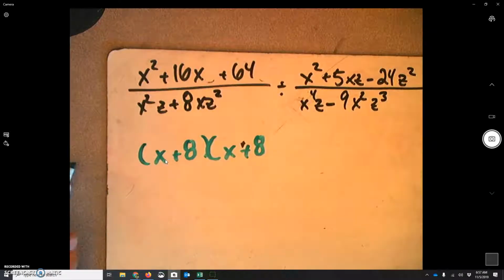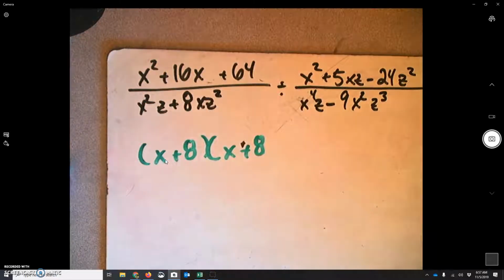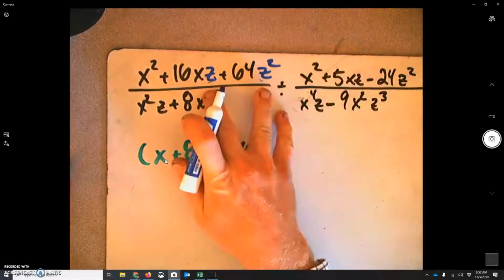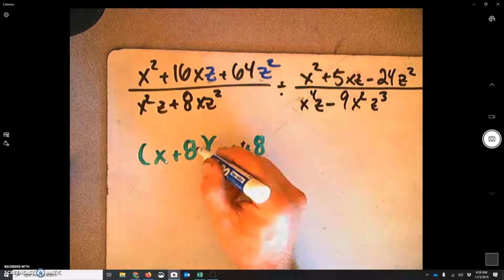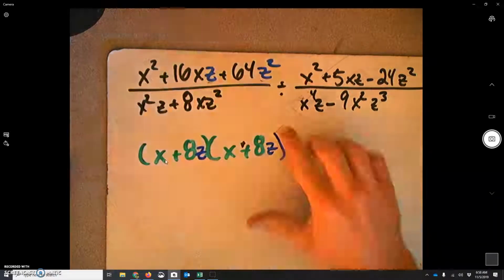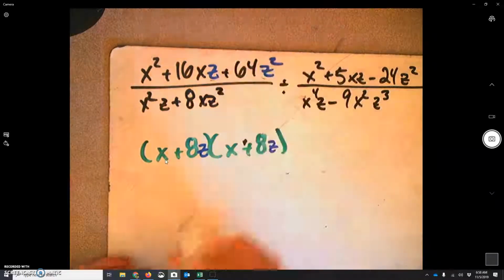I'll do it in a different color. Oh, I forgot that was the dead one. So z here, and a z squared here. So it's just kind of backwards, which means we're just going to have a z in the back here and there. That's really the only difference when you have a second variable that looks like that, where the z squared in the middle is the z. Okay.